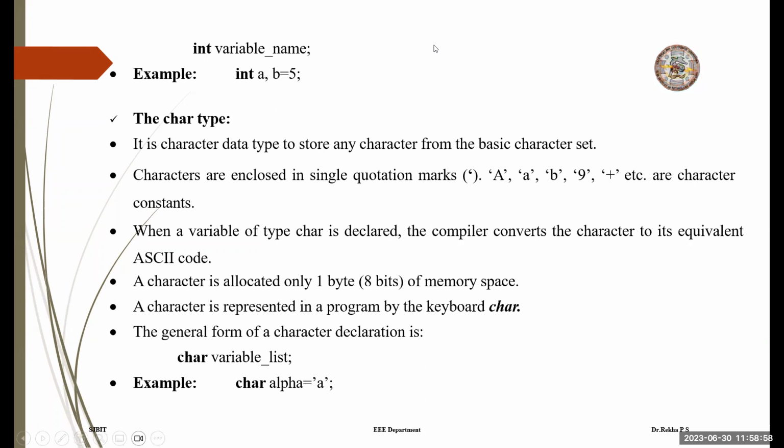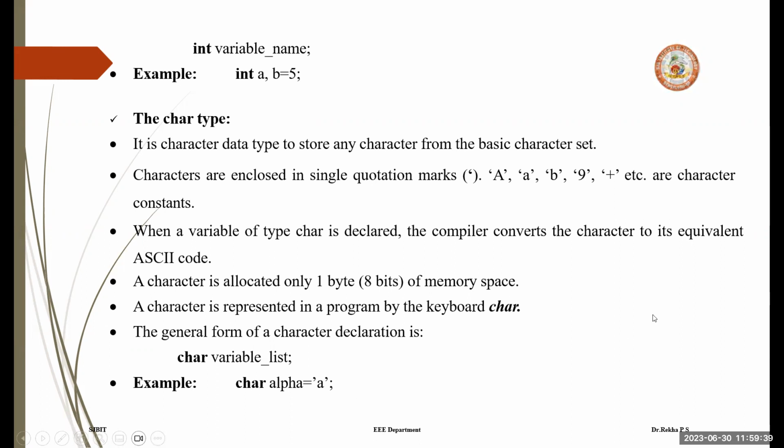Next comes char type. It is a character data type to store any character from the basic character set. Characters are enclosed in single quotation marks like this. You can see here, these are all character constants. So when a variable of type char is declared, the compiler converts the character to its equivalent ASCII code. The character is allocated only 1 byte of memory space. That's 1 byte means 8 bits. You should remember that. A character is represented in a program by the keyword char. So char is a keyword to represent the character data type.